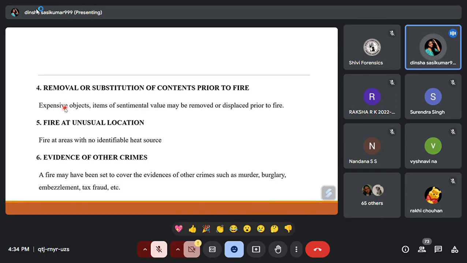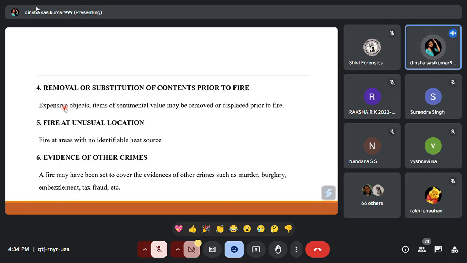If fire is seen in a location where it is not usually found, or if there is no chance for finding such a fire in that scene, then it is also an indicator of arson. Fire at areas with no identifiable heat source is also an indicator of arson.